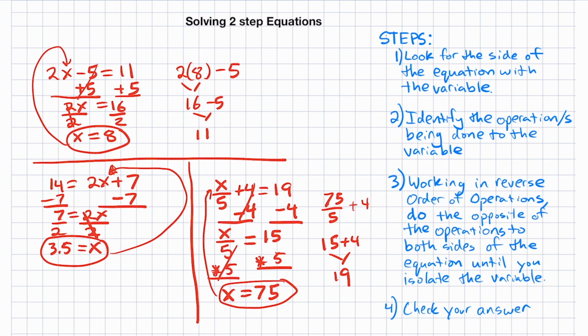So again, the key to two-step equations: look at the operations. You're going to do the opposite of them, but always start in reverse order of operations. So start by doing the opposite of the adding or the subtracting.